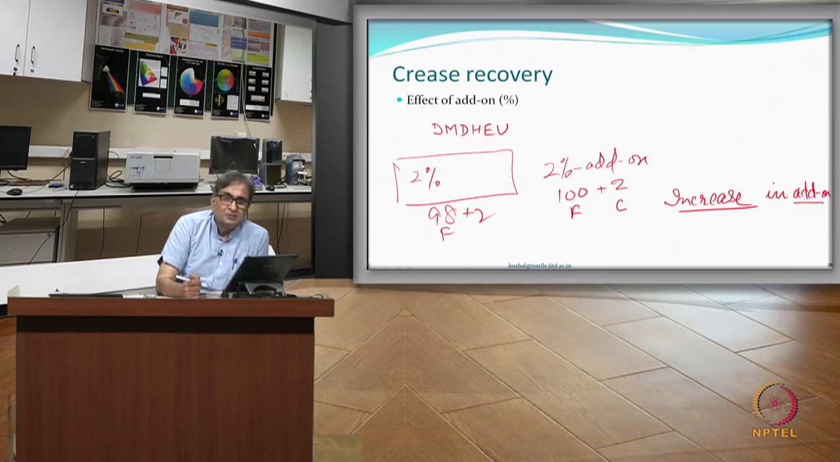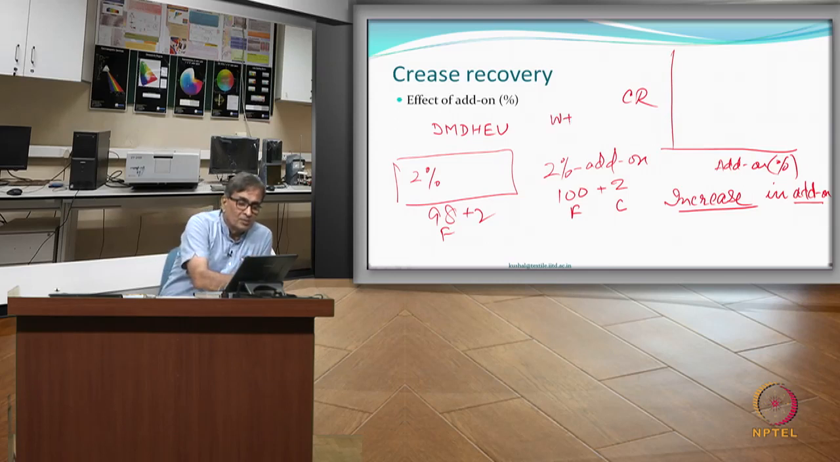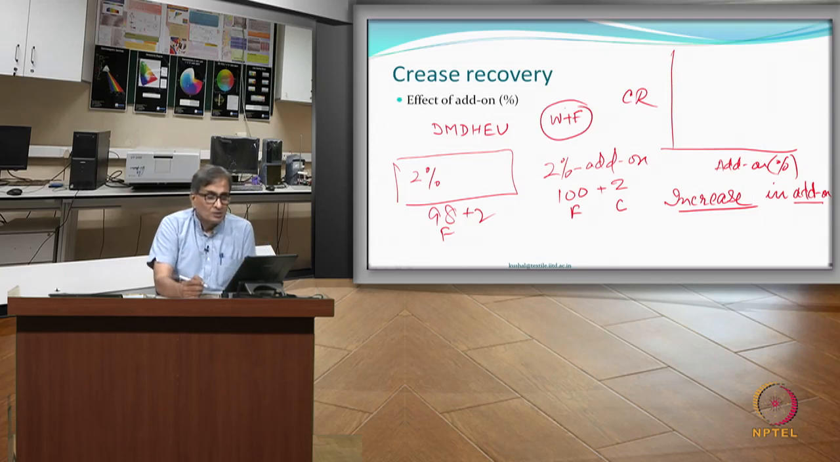What will happen to crease recovery? Crease recovery should increase, all right. So, let us say in general, if we try to plot the add-on versus crease recovery, you remember how crease recovery is measured? Crease recovery is measured as a recovery angle of warp plus weft, right. So, this should increase.